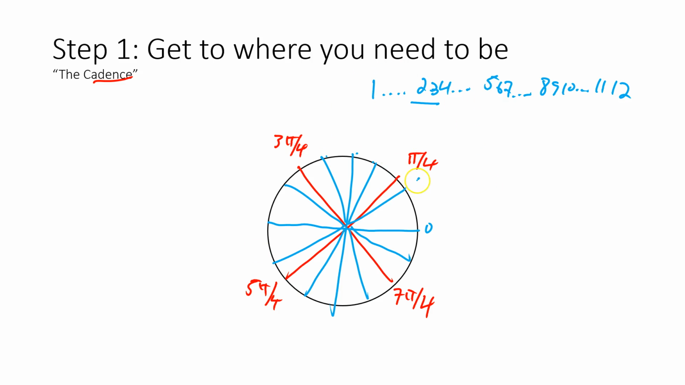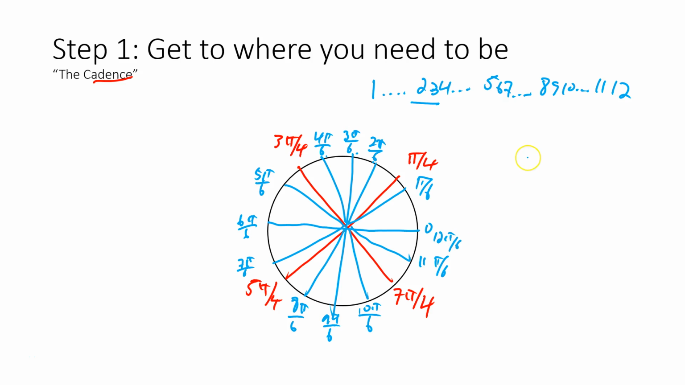So I have 1, that's 1 pi over 6. Then 2, 3, 4: 2 pi over 6, 3 pi over 6, 4 pi over 6. And then I pause again because I hit another red. 5, 6, 7. Then I pause for the 5 pi over 4. Then 8, 9, 10. And then 11, 12. And of course you can reduce those.